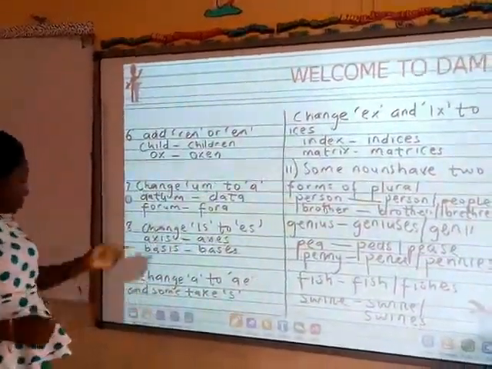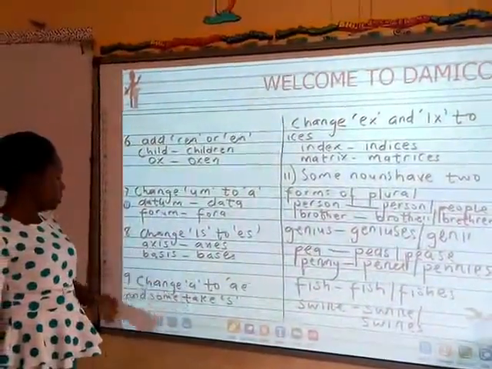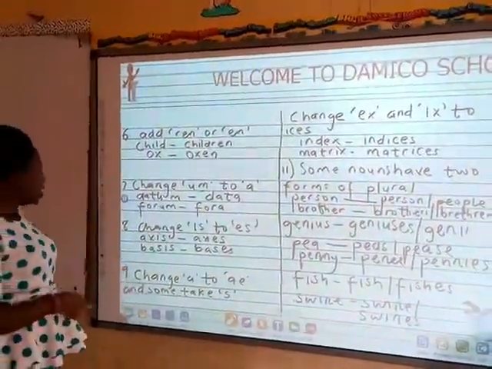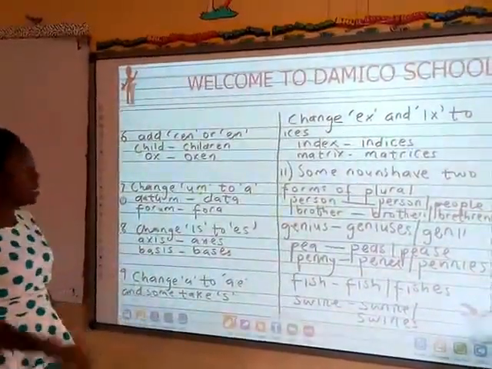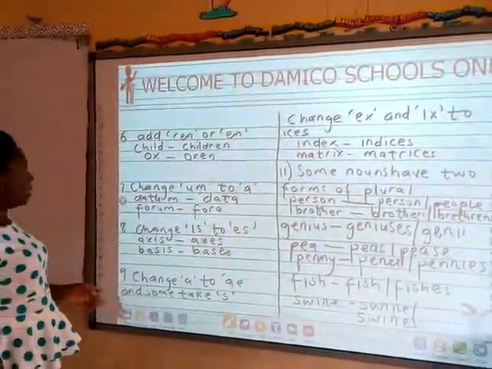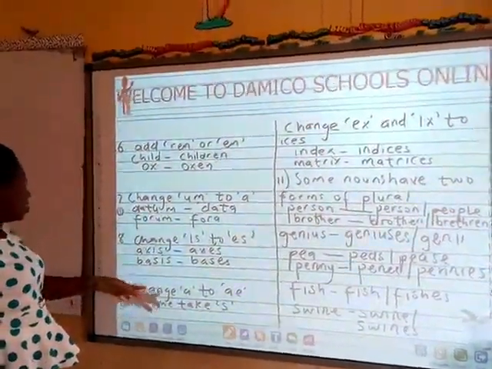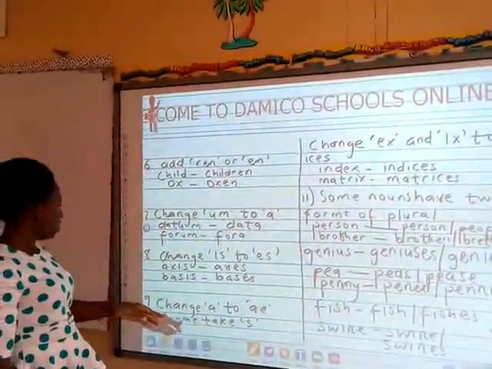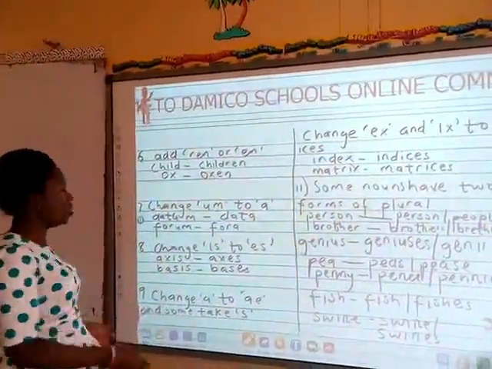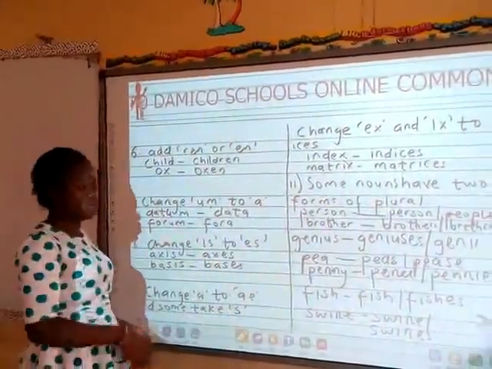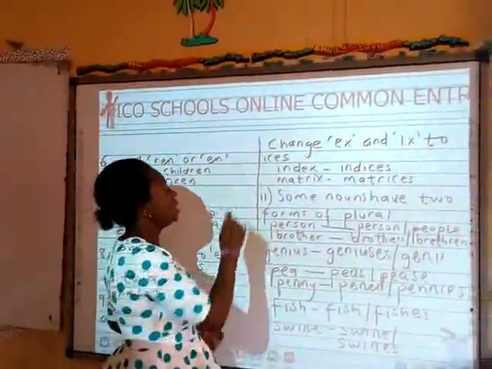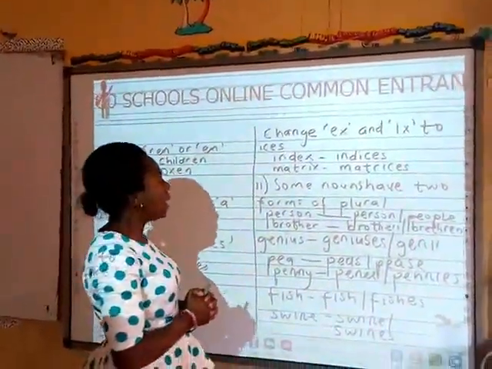The next one, changing A to AE. That is, some words that end with A, you're changing them to AE or adding E to those words. However, when you are doing this, some of the words don't take AE. That means you don't need to add AE, you just need to add S to those words to actually form the plural. Next, changing EX to IX.